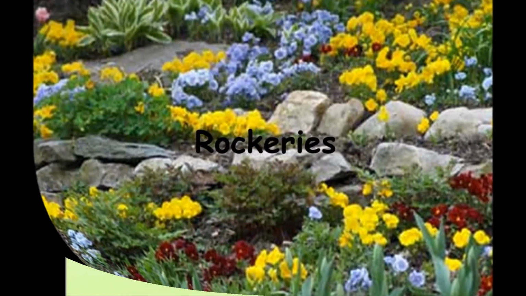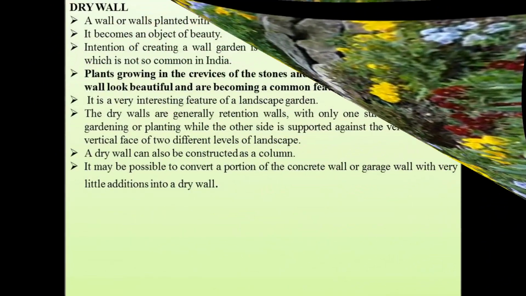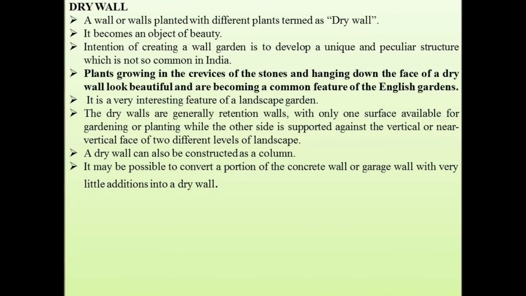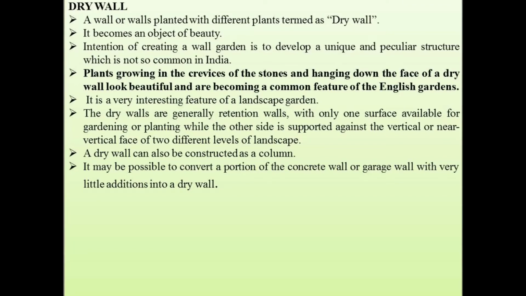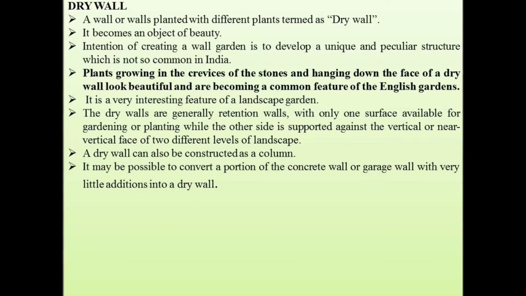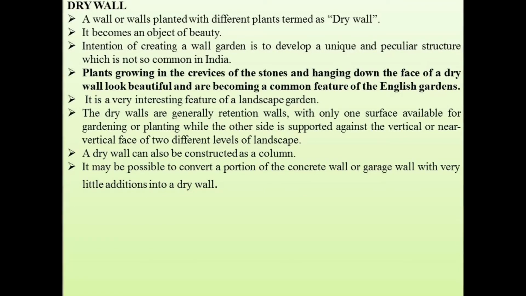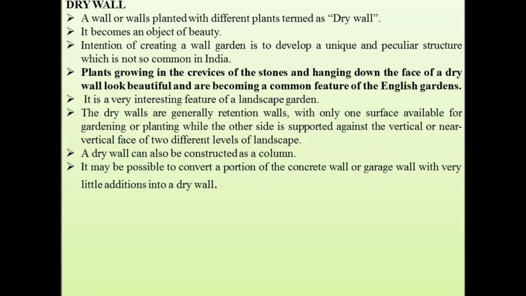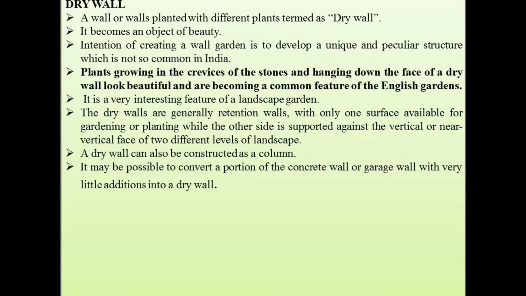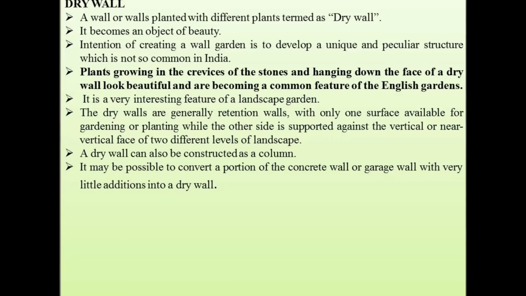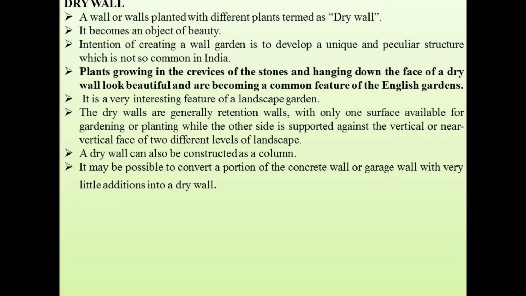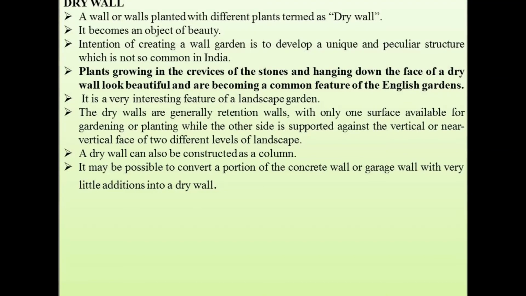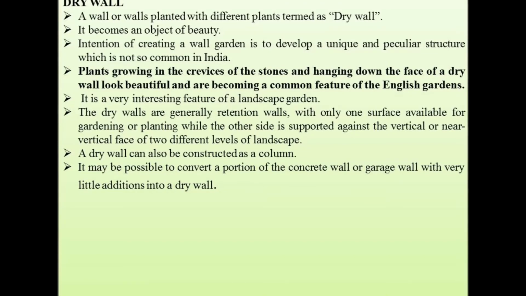Then we discuss the next feature, that is the dry wall. A wall planted with different plants is termed a dry wall. In this feature, the wall is constructed using dry stones. And the main objective of this dry wall is to increase the beauty of the garden.